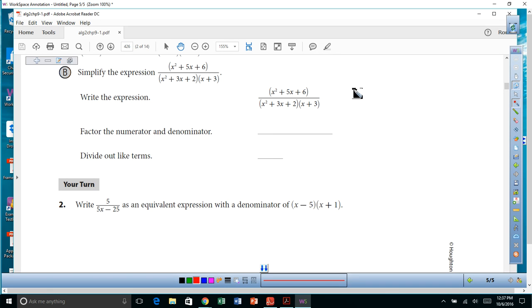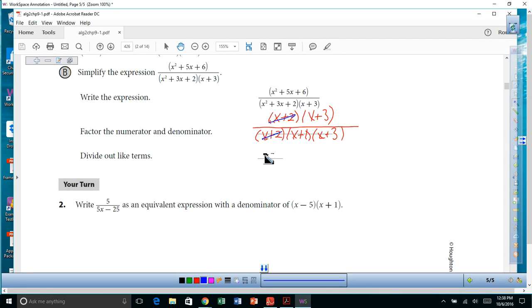And then factor the numerator and the denominator. Well, x squared plus 5x plus 6 factors to x plus 2 times x plus 3. In the denominator, you got x squared plus 3x plus 2. That's going to factor to x plus 2 times x plus 1, and then you got x plus 3. Divide out like terms. So you've got x plus 2 here and x plus 2 here. Those divide out. You have x plus 3 here and x plus 3 there. And you are left with 1 over x plus 1.